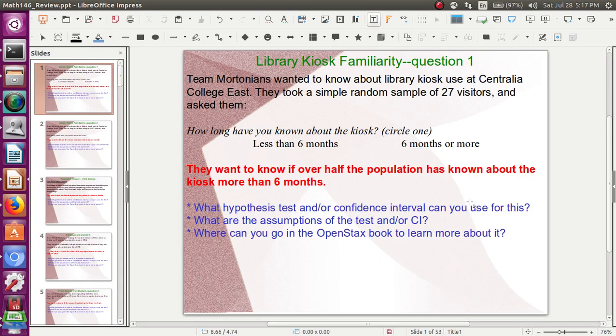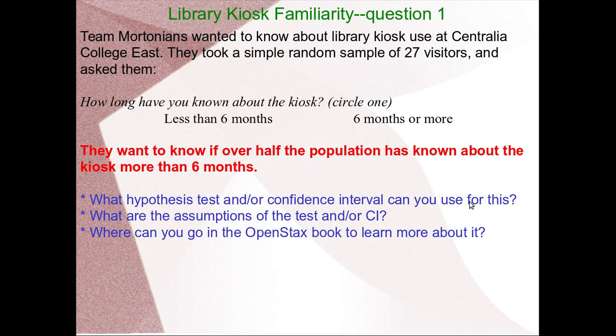Let's do a few examples. So first, Team Mortonians wants to know about library kiosk use at Centralia College East Campus. They take a simple random sample and they ask people one question: how long have you known about the kiosk? They gave two options, less than 6 months or 6 months or more. They want to know if over half the population has known about the kiosk for more than 6 months. That's their hypothesis that they want to test.